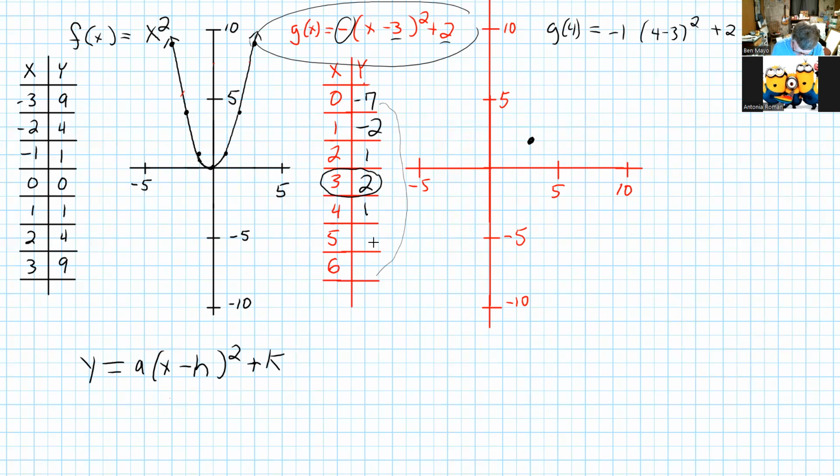And what's this next one going to be? That would be a -2. And the next one? That's the -7. Okay, well, let's just go with it. Save us a little calculations. 0, -7; 1, -2; 2, 1; 3, 2; 4, 1; 5, -2; 6, -7.